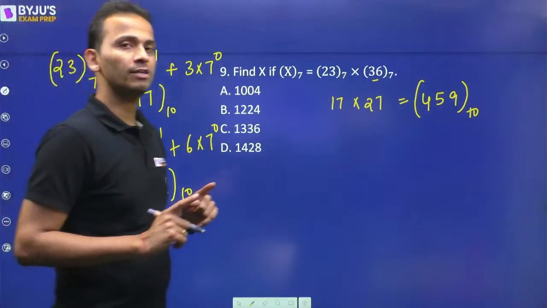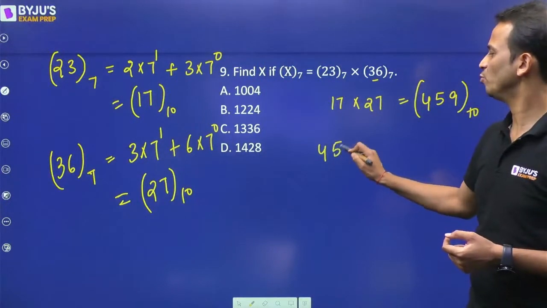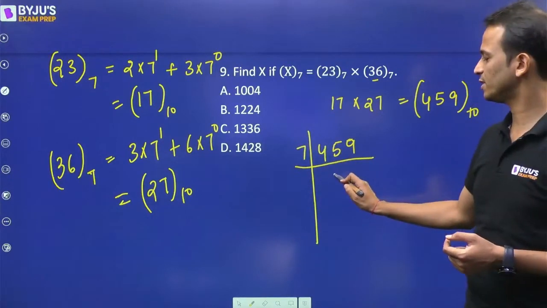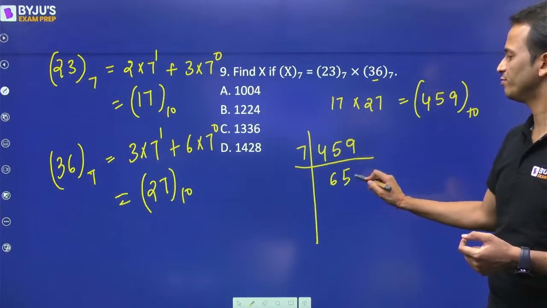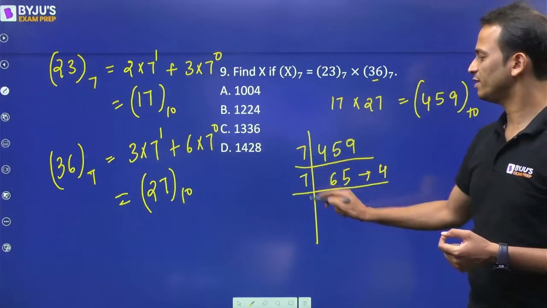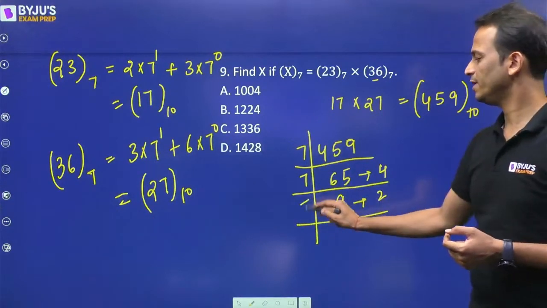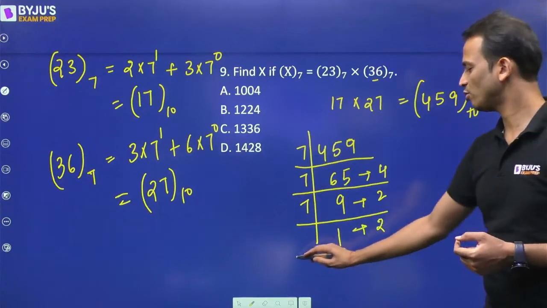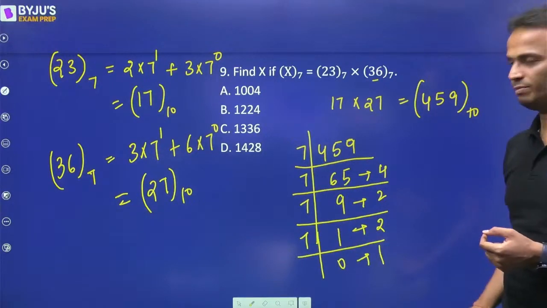Now from 459 in base 10, I will convert it into base 7. So to convert into base 7, we divide 459 by 7. 7 into 6 is 42. Then 39, 7 into 5 is 35. 4 is the carry forward, right? Then further divided by 7. 7 into 9 is 63. 2 is the remainder. Then again divided by 7. 7 into 1 is 7. And 2 is the carry forward. Then finally once again divided by 7. 0 will be the quotient and 1 will be the remainder.